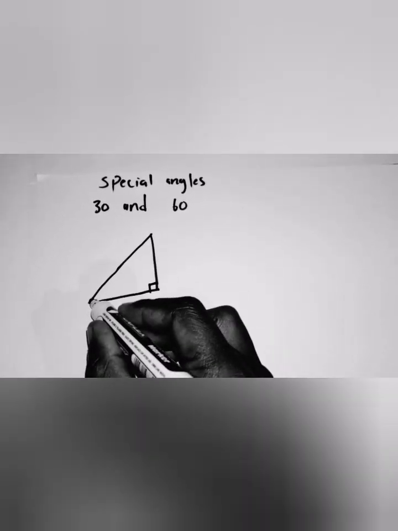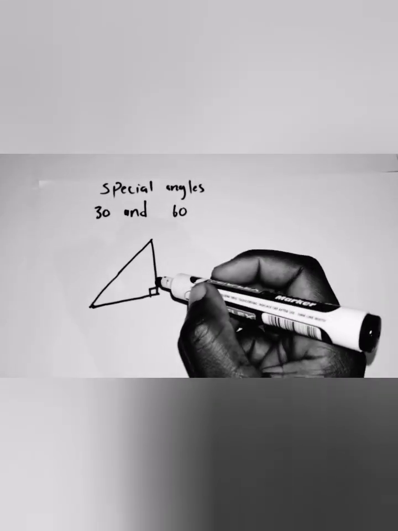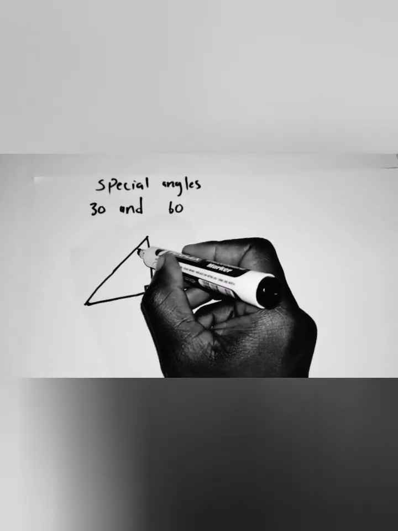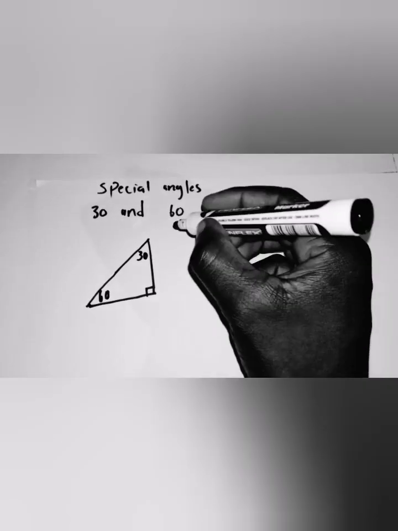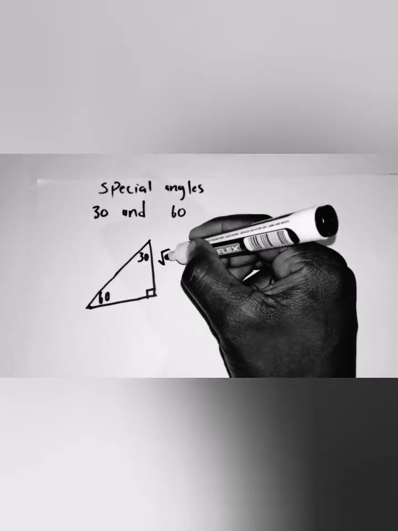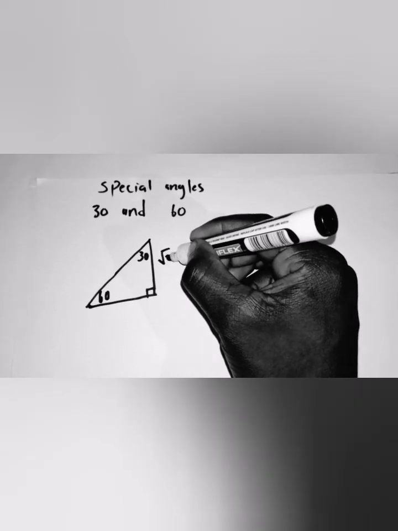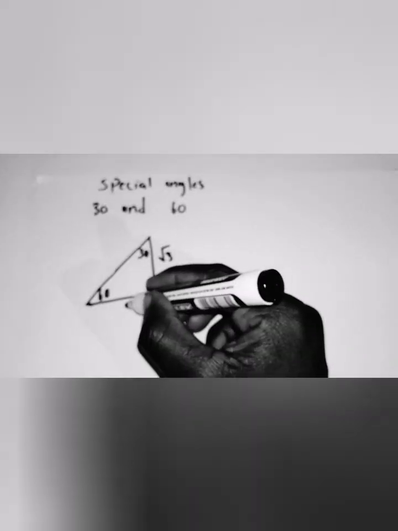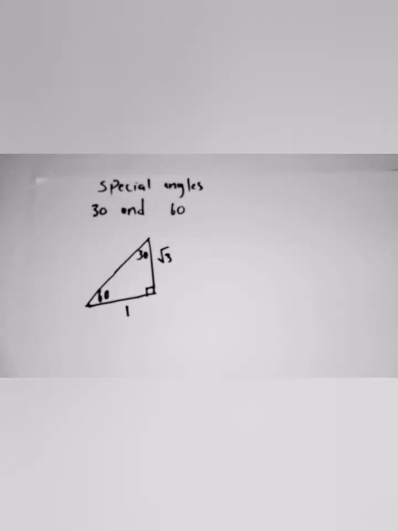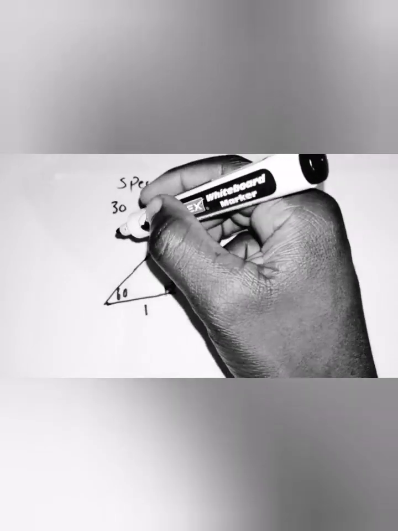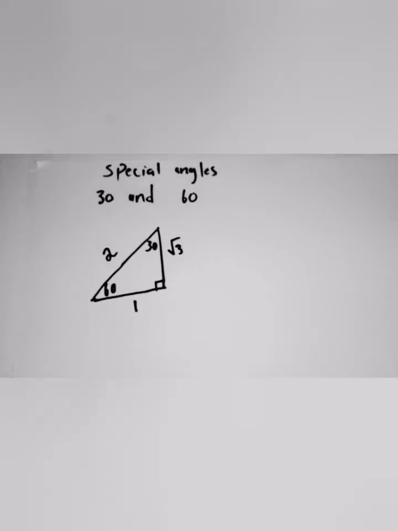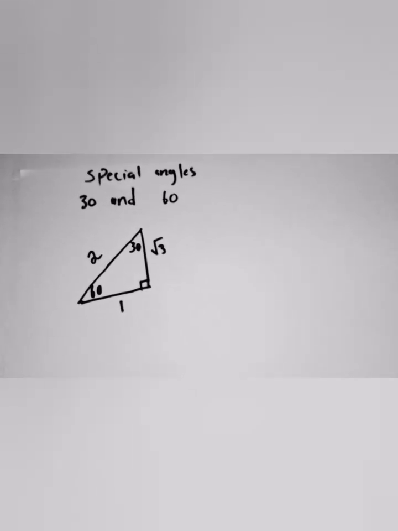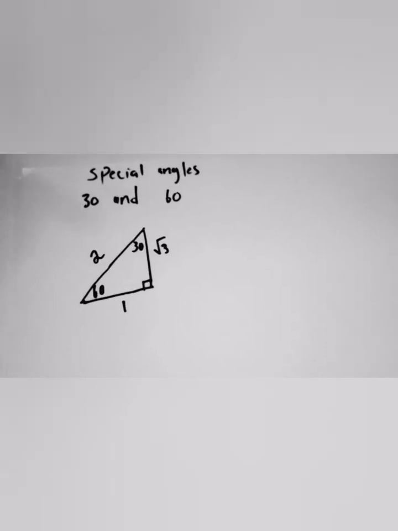Now, let me just fix this here. Then here we have angle 30, and here we have angle 60. Then here we have square root 3, here we have 1, then the hypotenuse side, it is 2. So you must know these special angles of 30 and 60 in this manner. So it is very important.